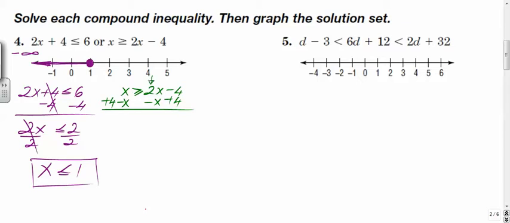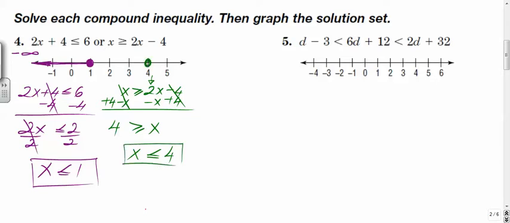The greater coefficient is right here. Okay? Subtracting and adding. I have 4, x minus x, nothing. Inequality sign does not change. 2x minus x is x, minus 4 plus 4, nothing. We can write it backwards. x less than or equal to 4. Okay? Let's graph this one also.